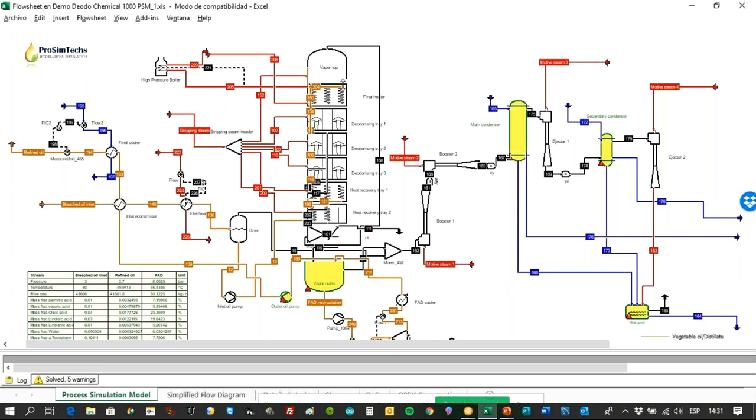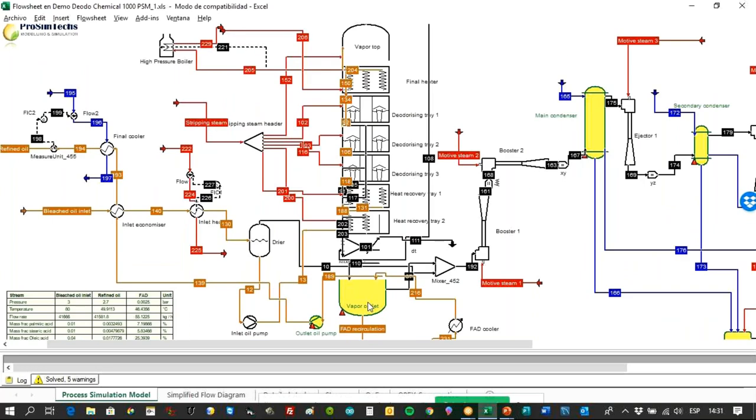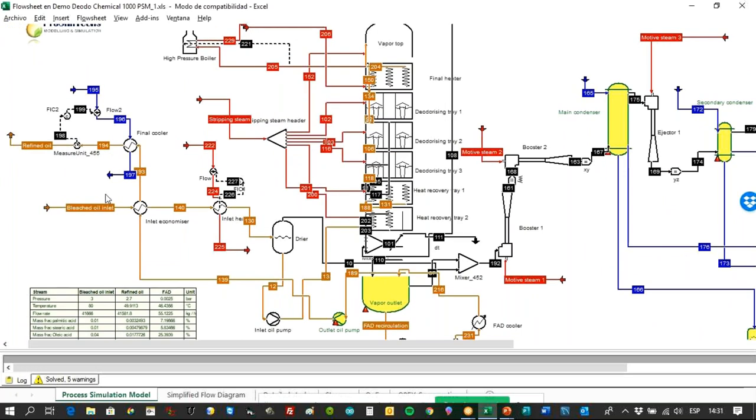As I was saying, in order to get rigorous results, it is important to consider all the process streams, for the oil and the steam, and of course to take into account the composition of the oil. So here we have the deodorizer, such as I was mentioning, but also all the main streams that we have in our process. So if I click here, we are going to see the composition of our oil, in this case soybean oil.